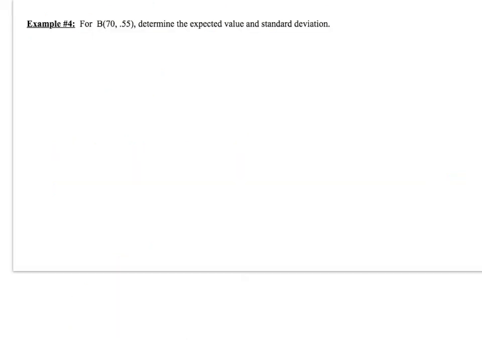So in this problem, example number 4, you're told you have a binomial random variable. There are n observations of 70 and the probability of success is 0.55. So do remember that this is B(n, p), so that's not mu, sigma. I want to determine the expected value and the standard deviation for my binomial random variable. So I want to determine mu sub x and I want to determine sigma sub x.